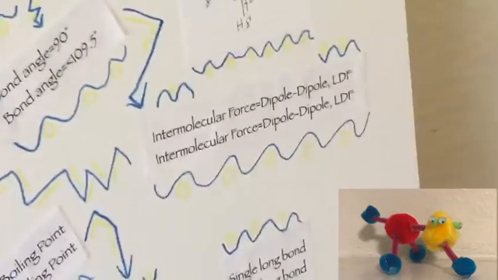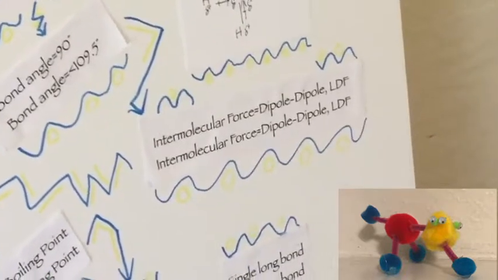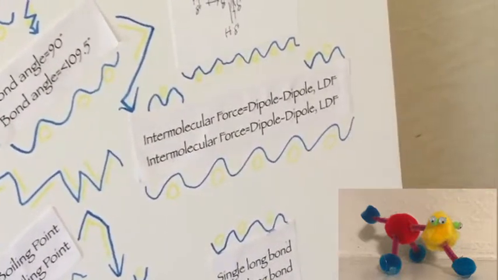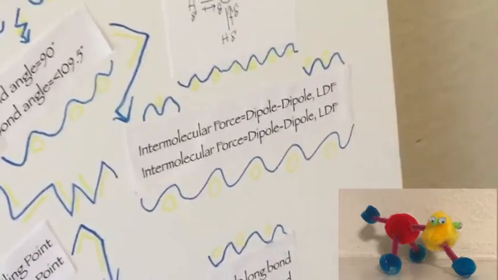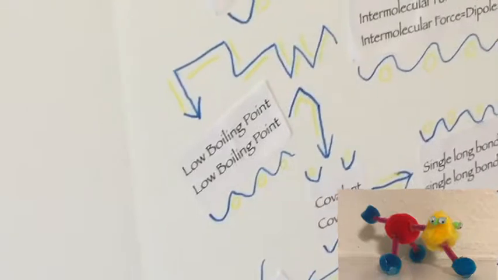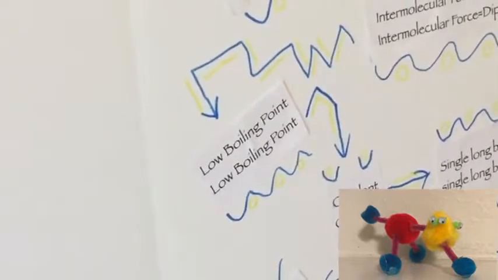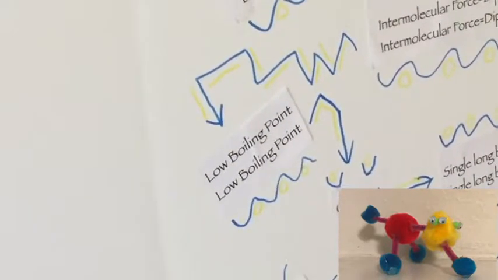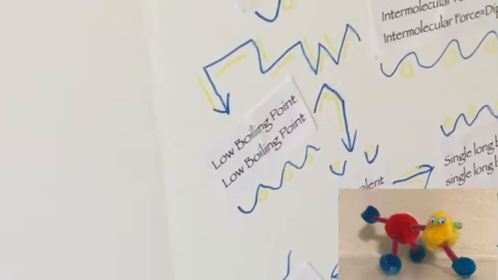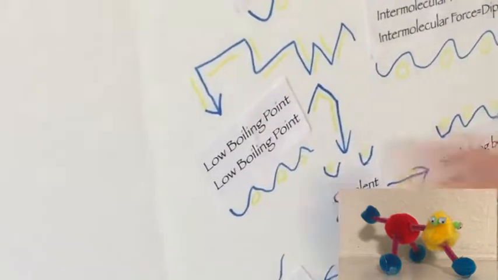Now our intermolecular forces for both of them are exactly the same. They are both dipole-dipole and London dispersion force, or LDF. Next, we go to their boiling point, and they both have a low boiling point because dipole-dipole and LDF are the lowest intermolecular forces you can get, and the lower the intermolecular force, the lower the boiling point.